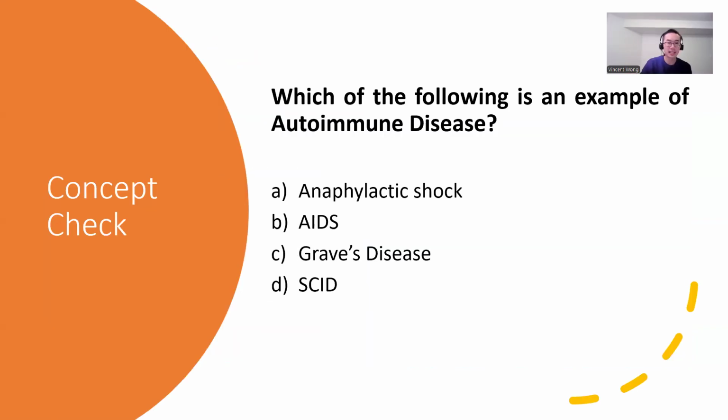Okay, that is it, guys. I guess this is one last question here. Which of the following is an example of autoimmune disease? If you have been paying attention, hopefully you would know it's Graves' disease, the one with the inflamed eyes, and then the thyroid keeps on pumping out thyroid hormones.